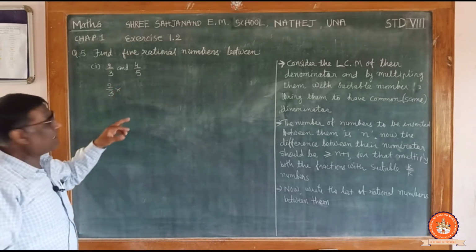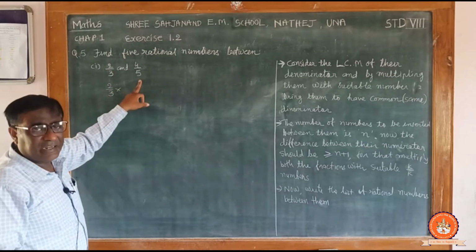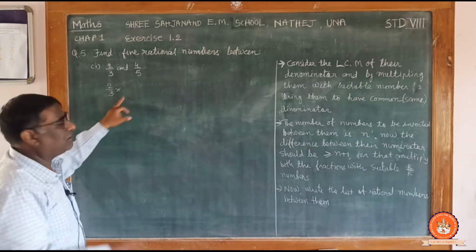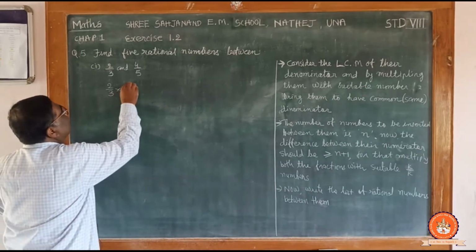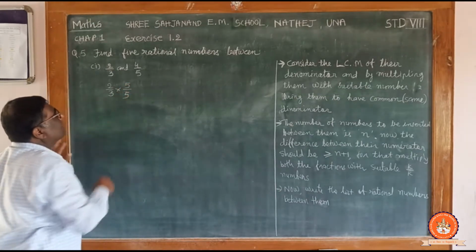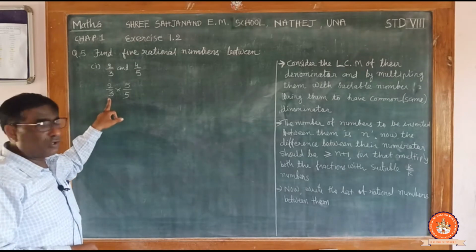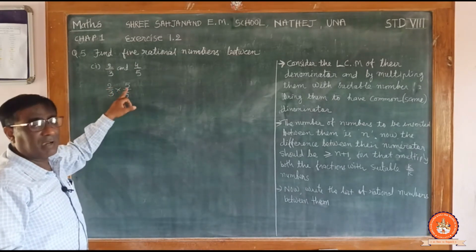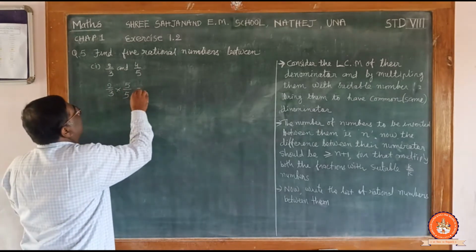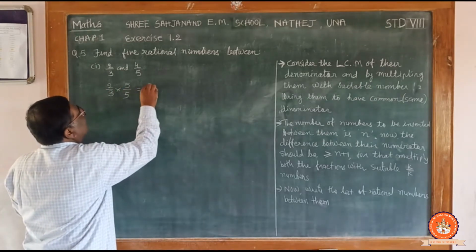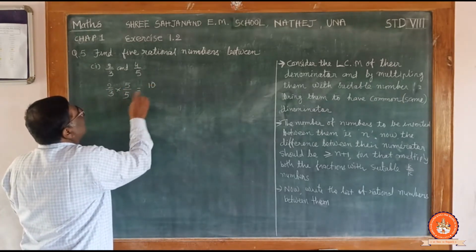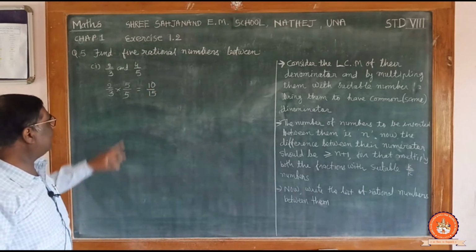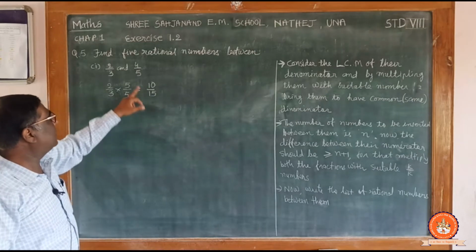So what is the LCM of 3 and 5? It is 15. So you have to multiply this fraction by 5 upon 5. You want to multiply the denominator 3 by 5, so you also have to multiply the numerator by 5. And 2 5s are 10 and 3 5s are 15.